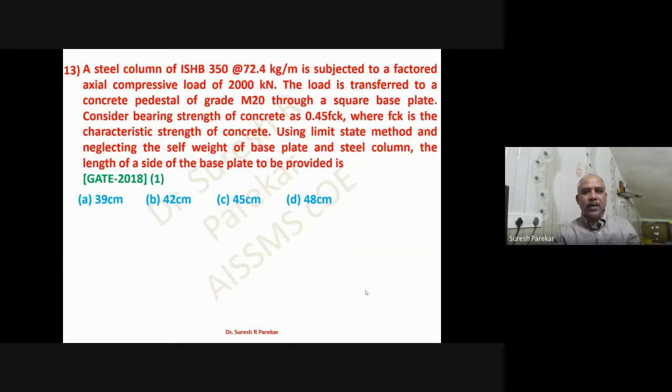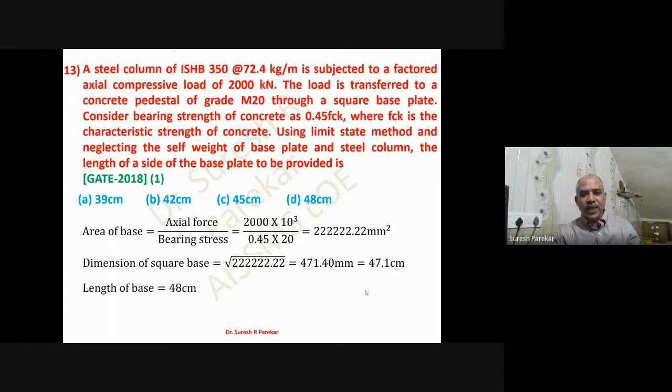71.06. The steel column ISHB is given, and we have to determine, using limit state method, neglecting the weight of base plate and steel column, the length of a side of the base plate to be provided. So we have this, and if we provide a square section, then we are going to get 48 centimeters. So option is D.